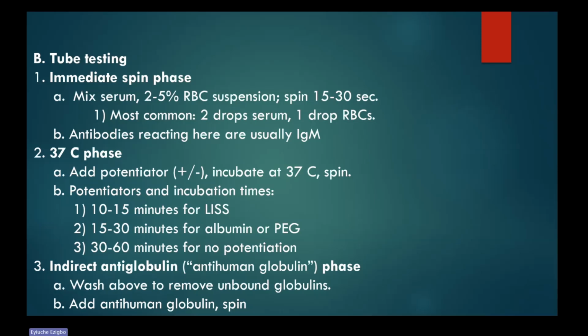To perform the tube testing, we can perform an immediate spin. Immediate spin means we take 2 to 5% of washed red blood cell suspension, mix it with the serum of the patient, and spin it for 30 seconds. This process is mostly used to detect IgM. You can only detect IgM antibodies this way.